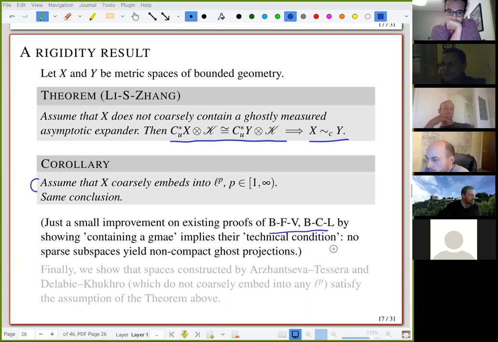I will not try to figure out what the names are. It's the subsets of the names on the previous slide. Because we basically just show that not coarsely containing a ghostly measured asymptotic expander implies their technical condition in some sense. There is a little bit of an improvement, but it's really minimal. So that's how we go, right? So the technical condition is that no sparse subspaces yield non-compact ghost projections.